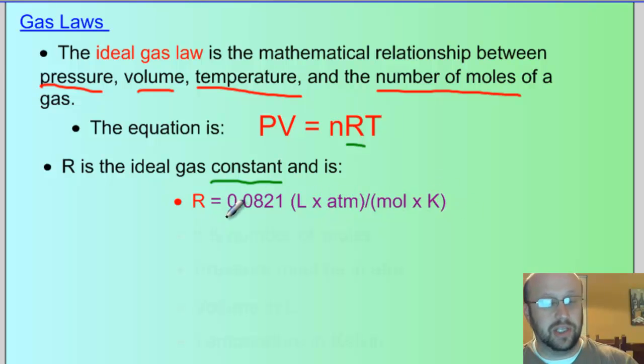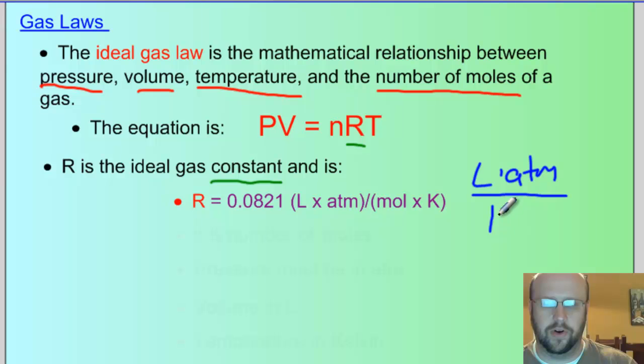Now, there are actually different values for R, which would kind of make it not constant, but we're going to use the same constant all the time, and that constant has these units. It's kind of hard to see what the units look like that way because it's a big, long, crazy thing all typed out. Basically, the units work out like this: liters times atmospheres over Kelvin times moles.